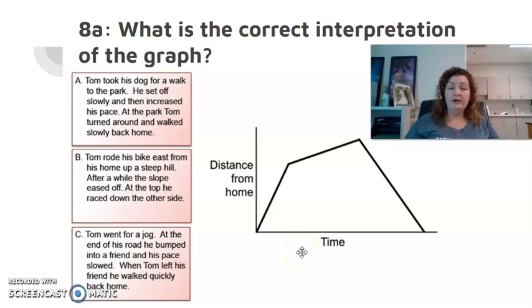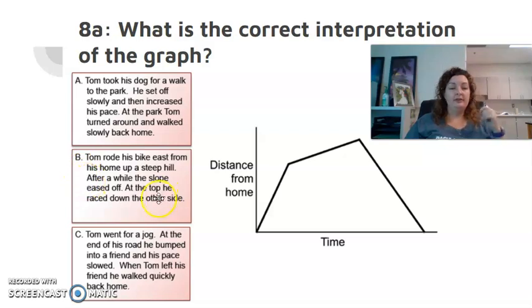So if Tom would have set off slowly, it would have been a shallow slope, right? And then increased his pace. The slope would have gotten pretty dramatic. And then at the park, Tom turned around and went back home slowly. And when he turns back home, it wouldn't be so steep. It would be much more shallow because he's going back home slowly. This is pretty steep, okay?